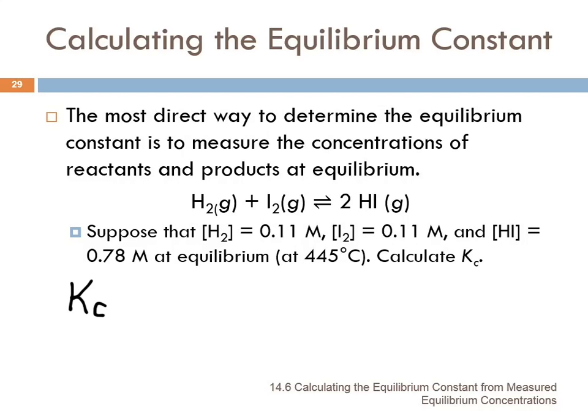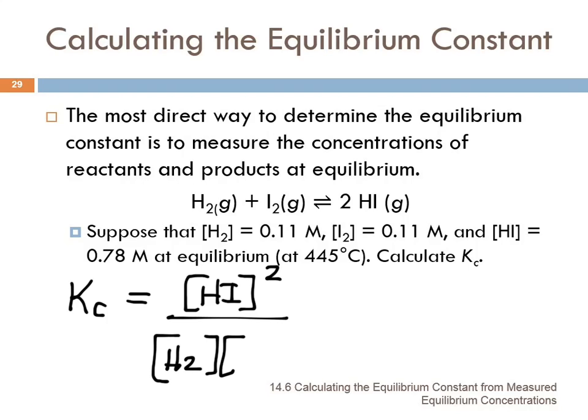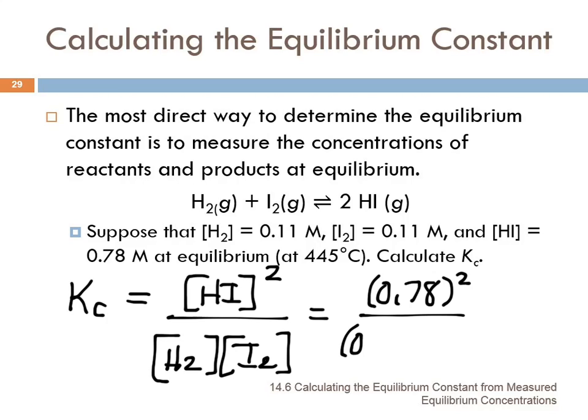So Kc equals, let's write the expression first. So it's going to be HI squared, because there's a 2, divided by the H2 and the I2. Now we can plug the numbers in. So HI was 0.78, and that's squared. And then H2 is 0.11, and I2 is 0.11.